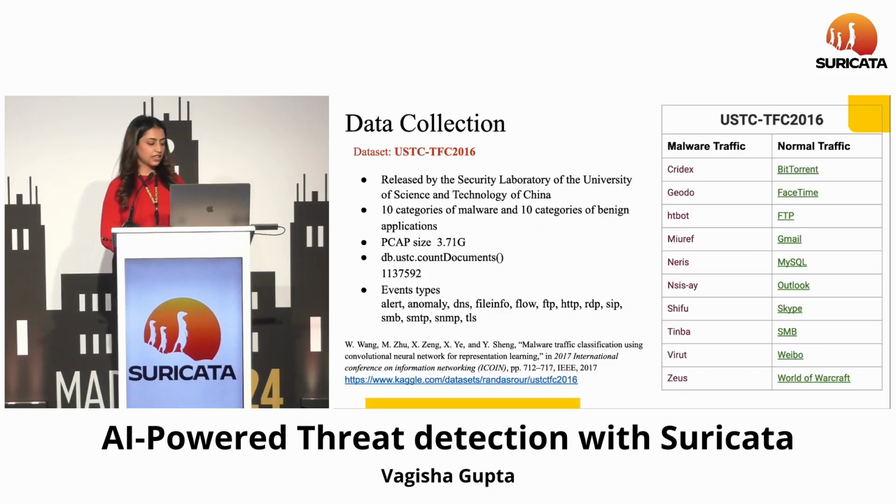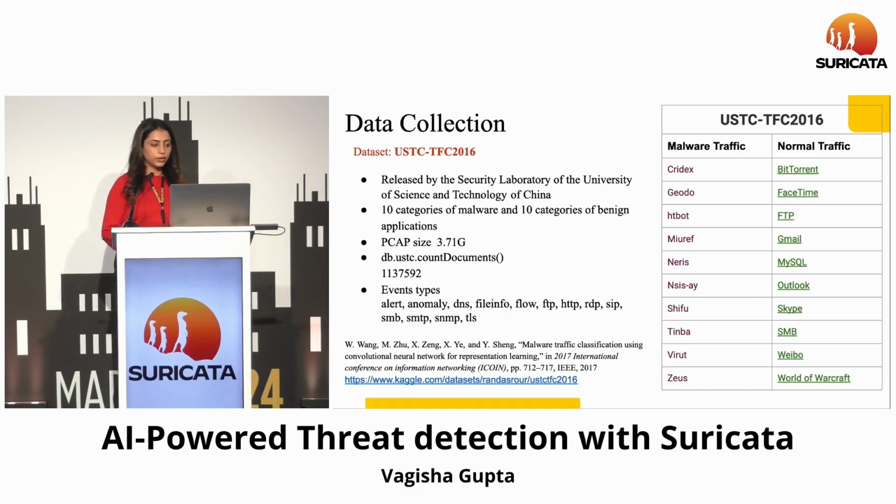For this example, the data was collected from the USTC-TFC2016 dataset. It is available on Kaggle, and I have provided the link if you want to play along with it. It was released by the Security Laboratory of the University of Science and Technology of China. There were 10 categories of malware. In the table, on the left-hand side, these were marked as the labeled malware type traffic, and on the right-hand side, you can see the 10 classes of normal traffic. The PCAP size was around 3.7 gigabytes.